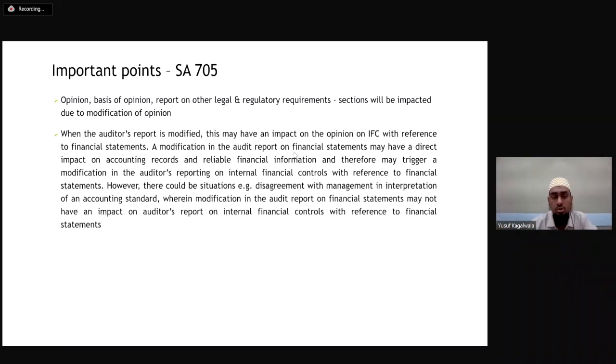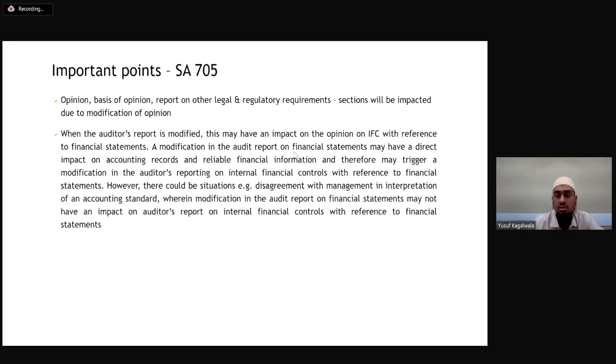When the auditor's report is modified, we also need to check whether this might have an impact on the IFC reporting. We are not covering IFC reporting, but just to touch upon it: if any financial statement area is modified, then that might even have an impact on the controls. Maybe the controls are not effective, so that can be checked. It might not be a scenario that every time any qualification or modification comes, the controls will not work properly.